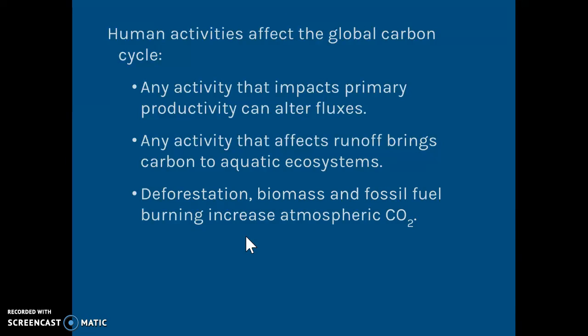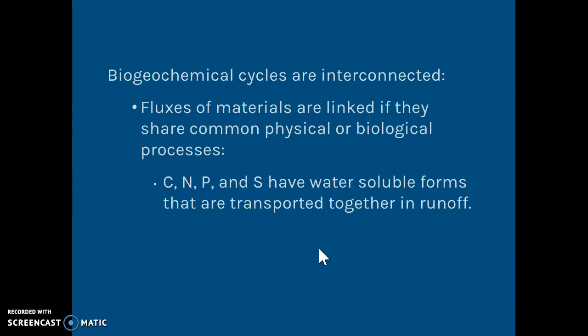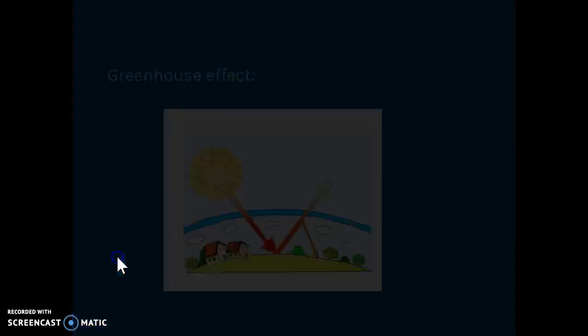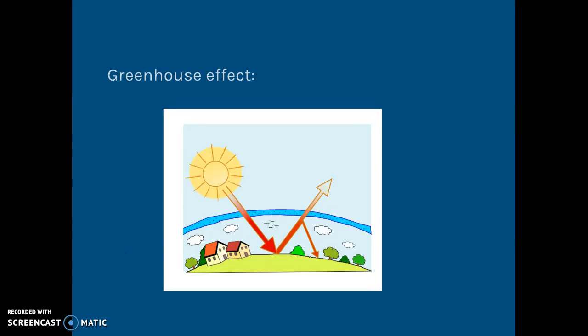And deforestation, biomass burning, and fossil fuel burning can also increase atmospheric carbon dioxide levels. So any burning of fossil fuels is going to affect our carbon cycle. So all of these biogeochemical cycles are interconnected, and the fluxes of materials are going to be linked if they share a common physical or biological process. So carbon, nitrogen, phosphorus, and sulfur, they all have water-soluble forms that can be transported together in runoff. So we want to make sure we pay attention to the ways in which humans are going to impact each of these cycles. Let's talk briefly about the greenhouse effect.